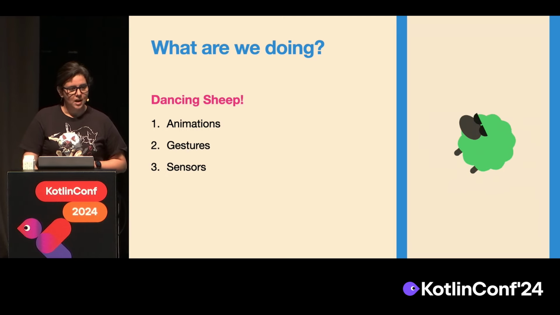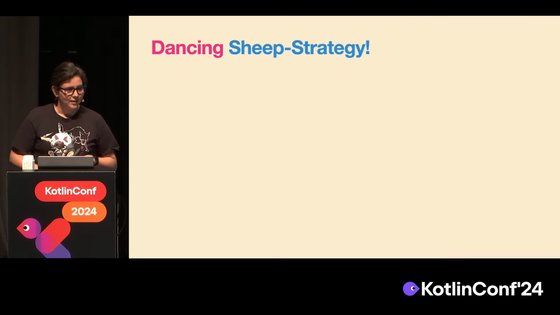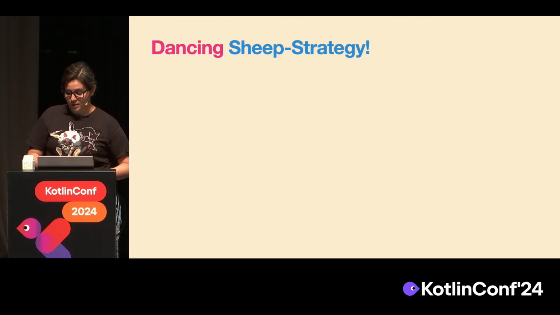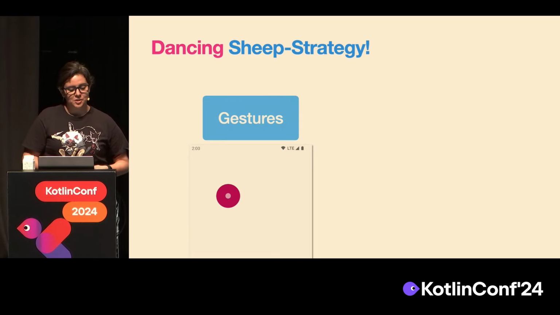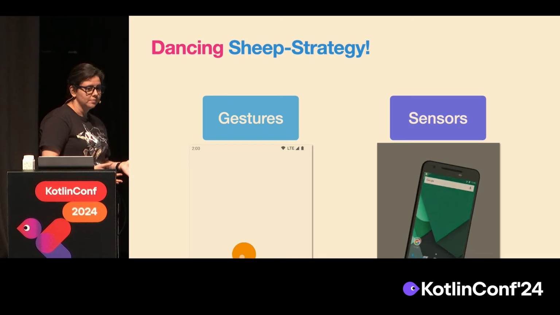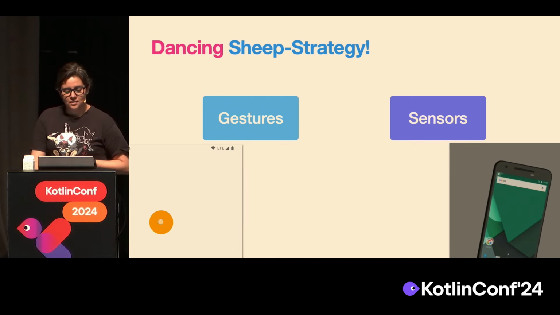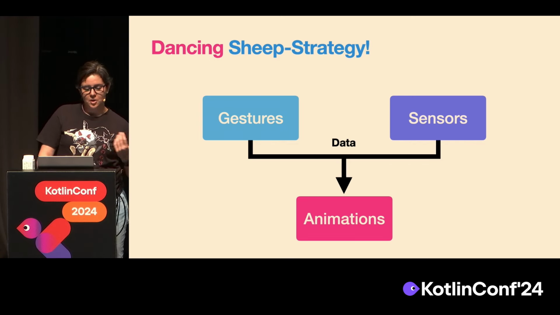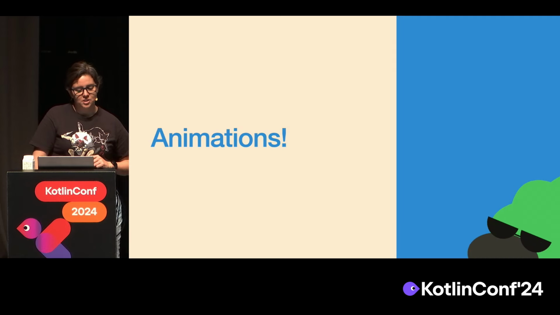So let's go over our chip strategy. In this talk, it's going to be pretty straightforward. The only thing we're going to be doing is grabbing some information from gestures, some information from sensors, and using that data to create some fun animations. And that's it. So let's just hop on in and start with some animations.